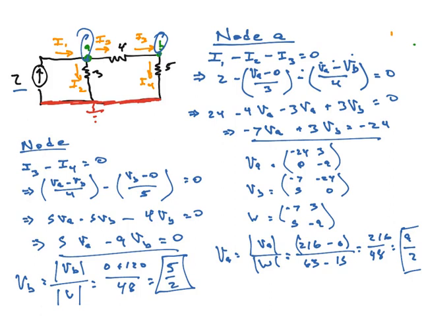Once you've done that, then you have a series of equations with a series of unknowns, just like with loop analysis. And at this point, that's just algebra. That's just the mathematics to get the answers at the end. So the critical part is setting up the equations.